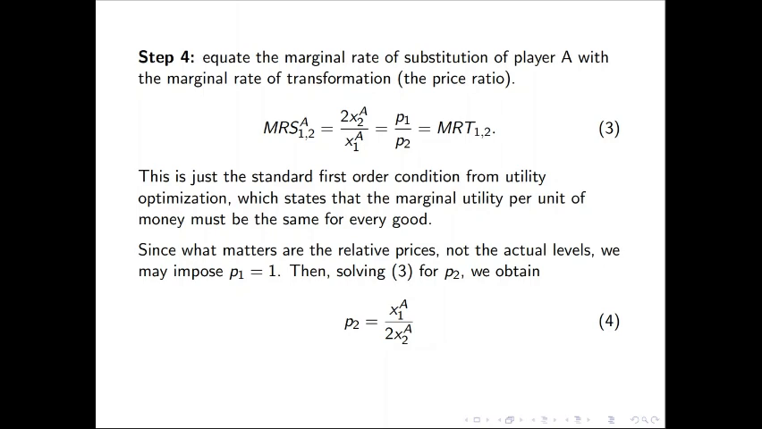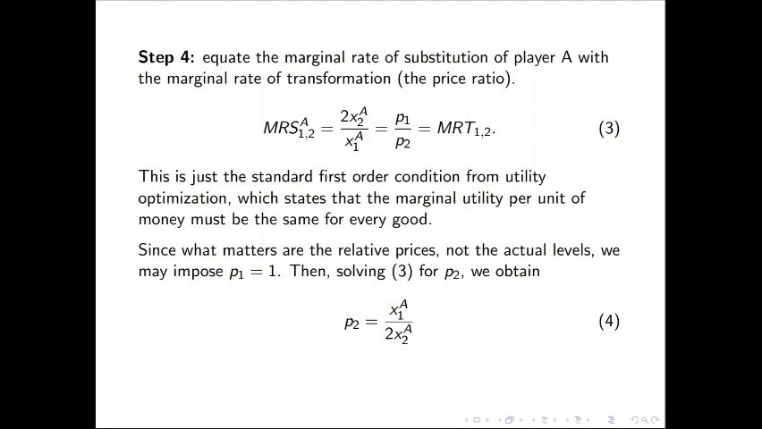Hello. In this video, I will continue to solve the exchange economy from the previous video. Step 4 is to equate the marginal rate of substitution of player A with the marginal rate of transformation, which is just the price ratio. If you've done some previous constrained utility optimization, you will recognize this as the standard first-order condition for optimal consumption.